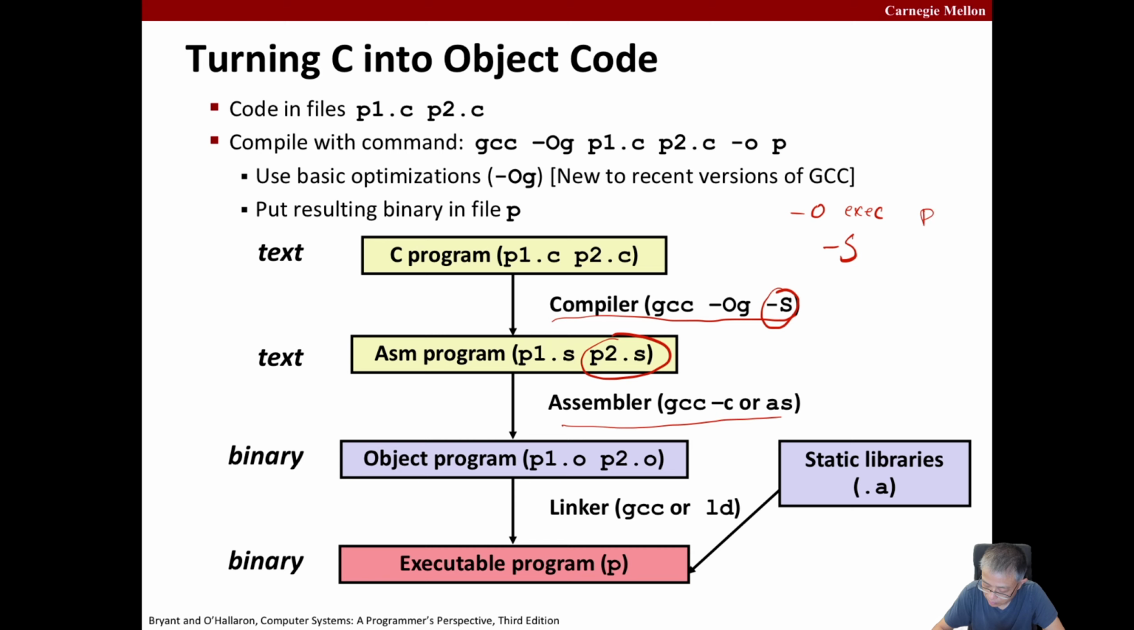Then p1.c, it will generate a binary. So you don't need to invoke the assembler separately. You just use a single instruction. Then the assembler will call the linker.